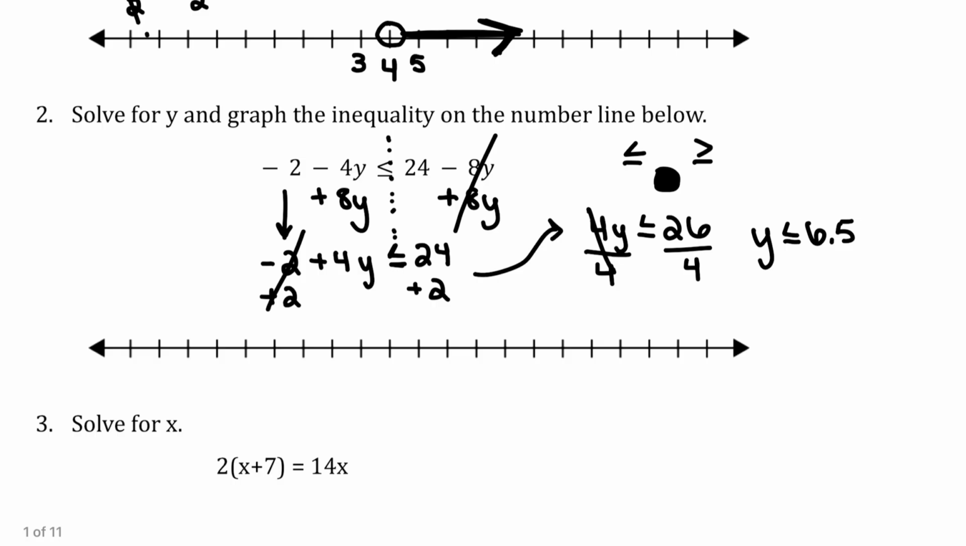So same thing as before. I am just going to put 6.5 on our number line. And maybe I will put a 7.5 here and 5.5 here. This is a filled in circle. And it's saying that y has to be less than or equal to 6.5. So if it has to be less than 6.5, we want to draw our arrow with the numbers that are smaller than 6.5. So towards the left.